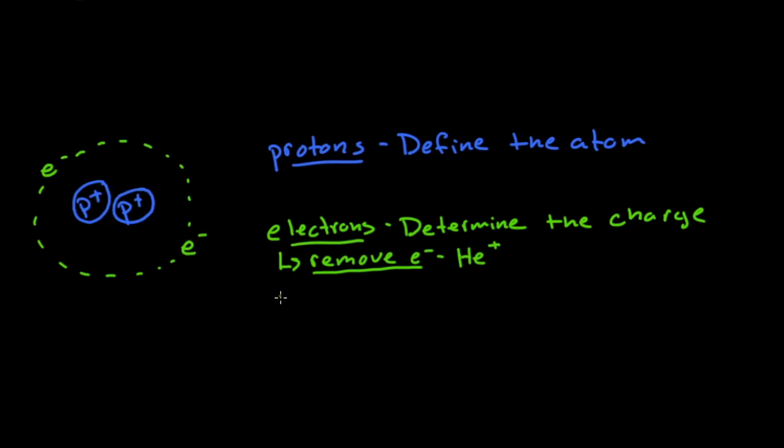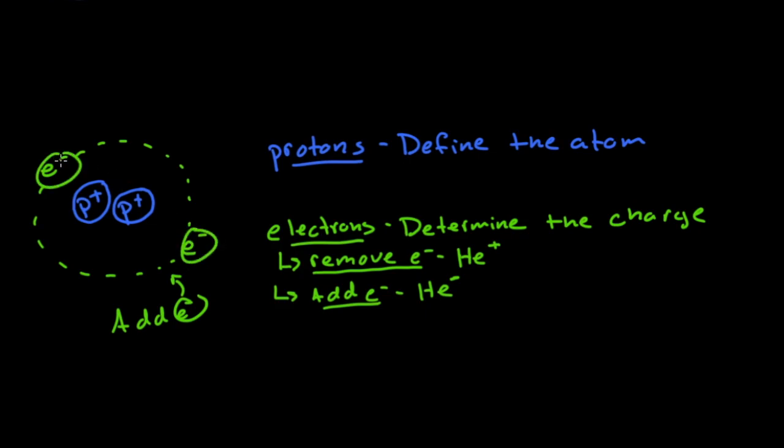But if I were to add an electron, we'll put add here. We add an electron, and it would be He with a negative charge. If I add an electron in here, I would have 1, 2, 3 electrons and 1, 2 protons. So I would have 1 more electron than protons. So if I add an electron, I'm making my atom more negative.